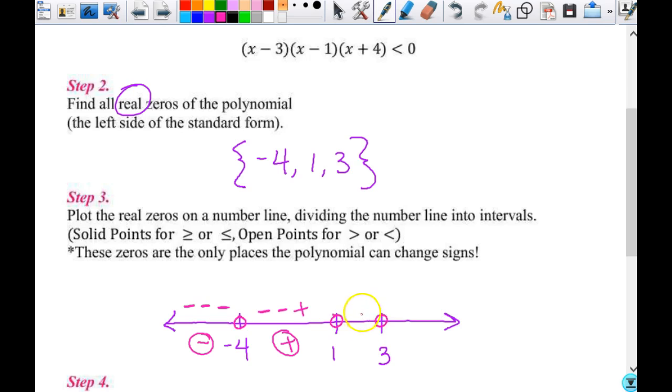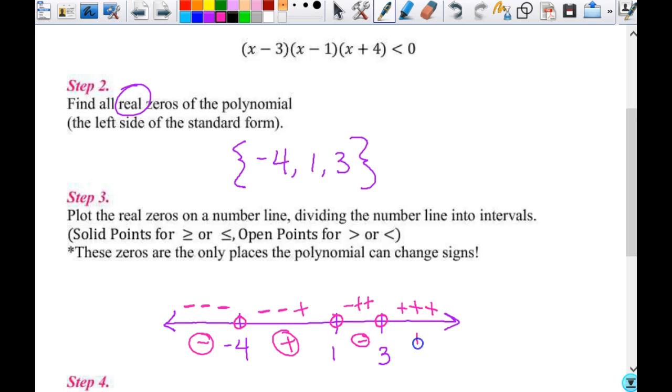So between 1 and 3, I'll plug in a 2. If I plug in 2 here, what do I get? Negative. If I plug in 2 here, I get positive. And then the last one would be positive. Okay, so negative times positive is negative. So then I'll plug in a 4 for that part of it. Plug in the 4, I get positive, then positive, and then positive.